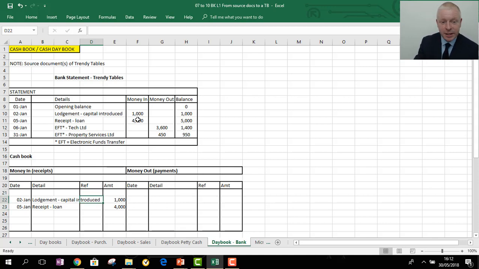Last number of transactions then as money leaving the bank account. So the first one that's leaving the bank account is on the 6th of June. So we just take the 6th of June there. And the detail is an electronic funds transfer payment to Tech Limited. And the value of that is 3,600. Now I could do something like where in reference there I could put in EFT if I wanted to, just so I have a reference on it. That's okay. Next one is on the 31st of Jan, just taking the figure straight from the bank statement.